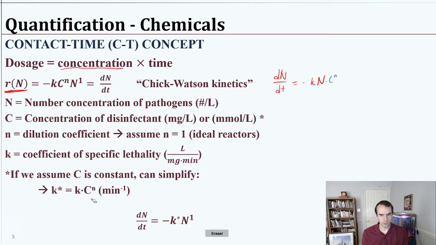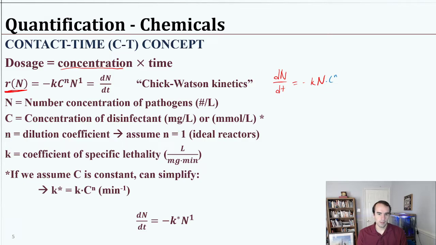So let me back up just a moment and explain what each of these terms are. So we know that the number concentration of pathogens, that's N, that's a number per liter. The C is a concentration of our disinfectant. I mentioned that could be kind of whatever the case is that we need.